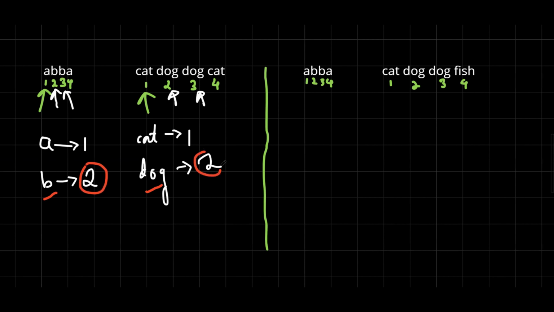So here it is 2 and here it is 2. So we can say that these two, B and dog, follow the same pattern. So here we will discard the value of 2 and discard the value of 2 here. And we can add the index number of B, which is 3, and the index number of dog, which is 3.